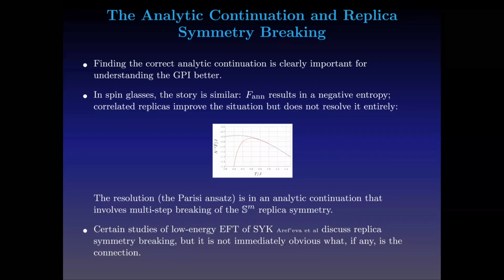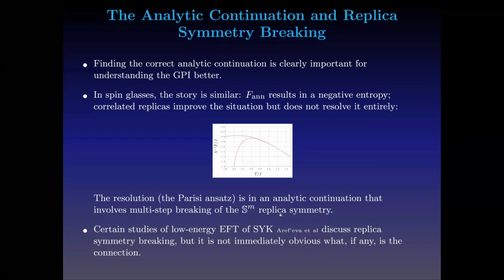Without it, we just aren't able to compute the free energy from the gravitational path integral. So finding the correct analytic continuation, I would argue, is quite important. Now, I mentioned before that there's a similar phenomenon that occurs in spin glasses. So we might hope to learn something from that. So what happens in spin glasses?